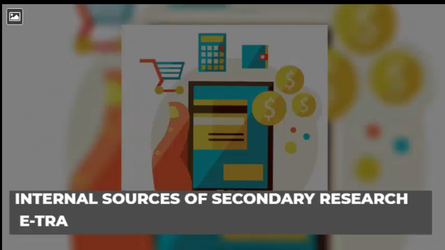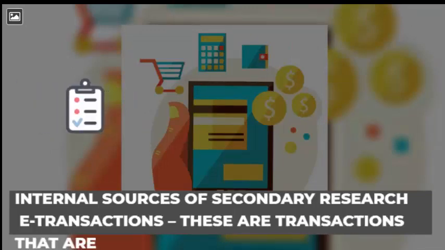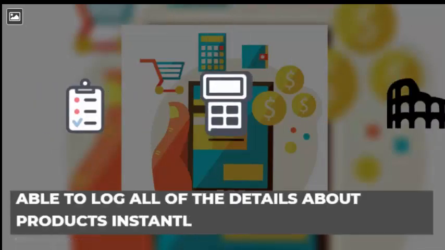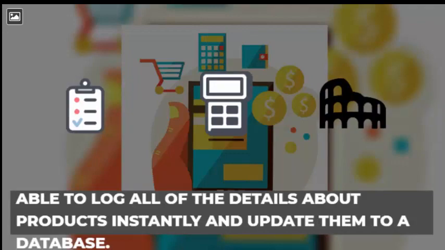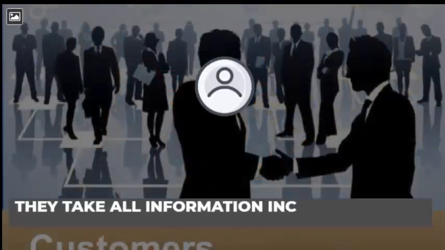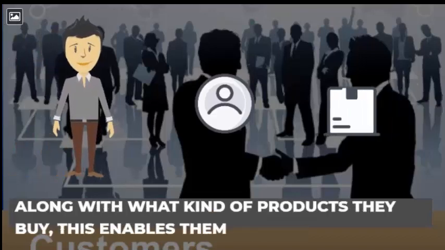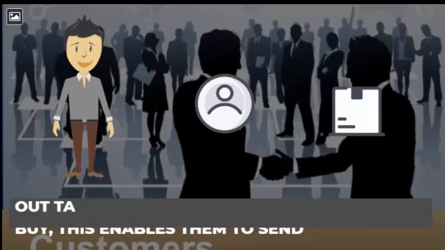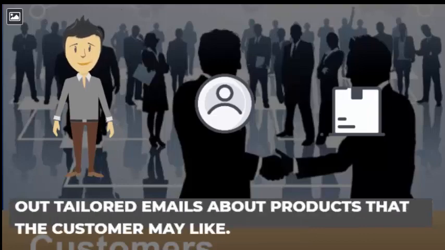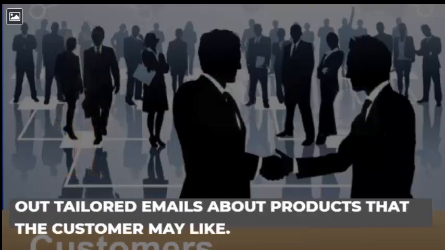Internal sources of secondary research: transactions. These are transactions that are able to log all of the details about products instantly and update them to a database. They take all information including the name and emails of customers along with what kind of products they buy. This enables them to send out tailored emails about products that the customer may like.